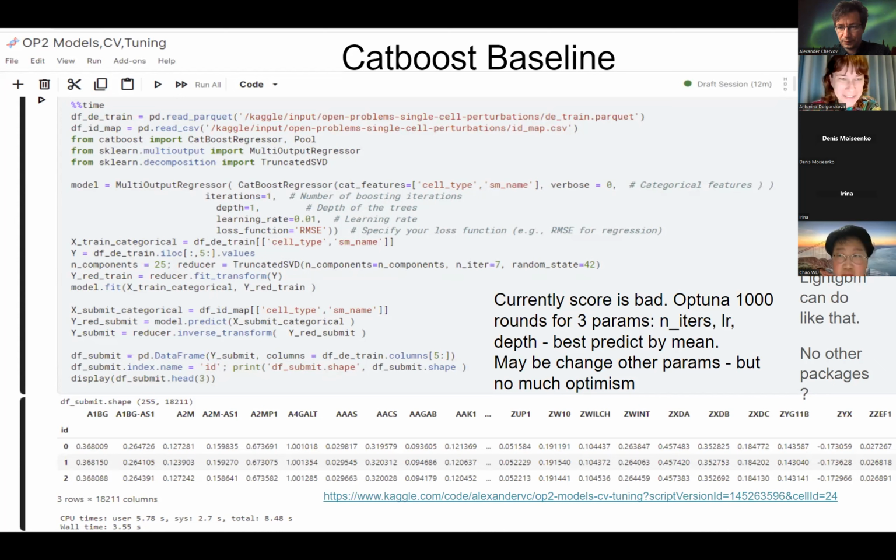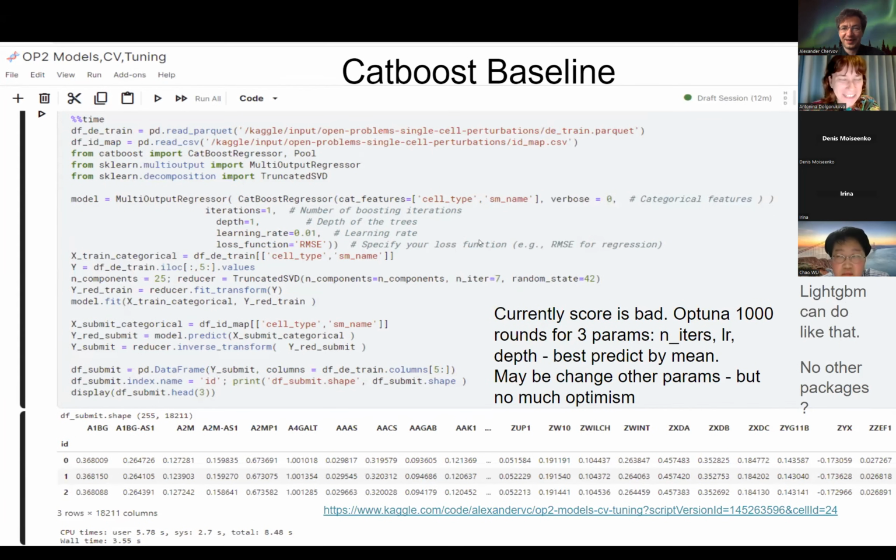I actually missed this part and didn't do this. I predicted all 18,000. I should learn how this truncated SVD works, because it's just crazy for me. How does it reverse from 25 back to 18,000?